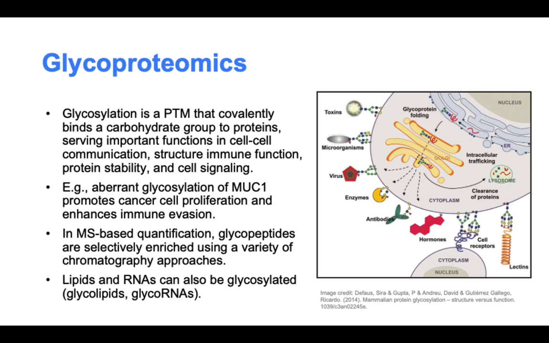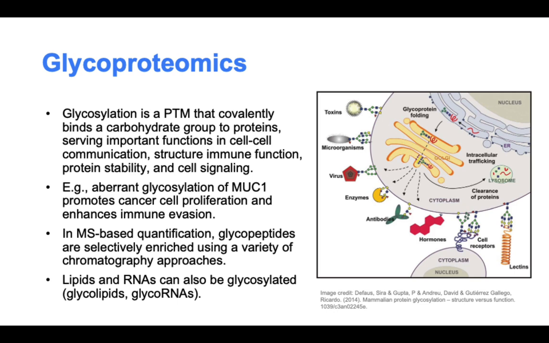Okay, so now we have glycoproteomics. This is another branch of proteomics that focuses, instead of on phosphorylation, on the glycosylation of proteins. And one thing to note is that although glycoproteomics is its own omics, glycosylation also can happen to lipids and RNAs. So it's not just proteins that receive this modification. But glycosylation is the covalent attachment of a carbohydrate group to proteins.